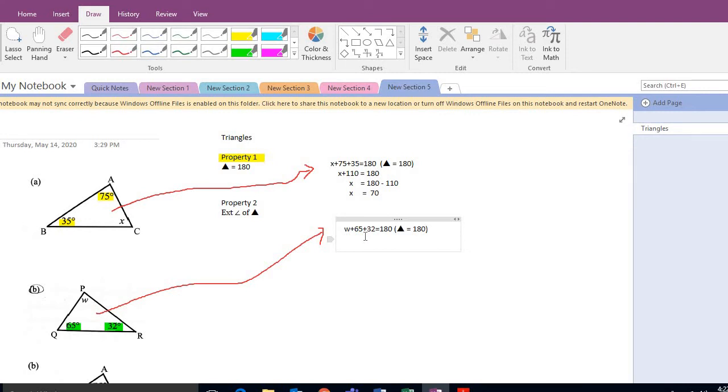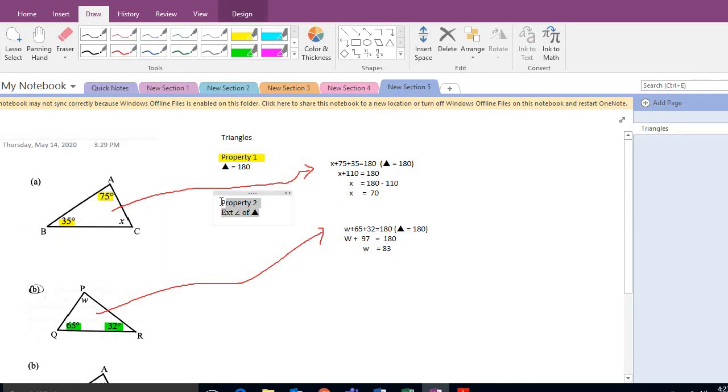So I'm going to do the whole working out. I took the 65 and the 32, added them together, and then I subtracted it from 180. But you're my grade 8s, so let me show you. W plus 65 plus 32. That's 97. W plus 97 equals 180. The next line, W, take the 97 over and then subtract. You know I must subtract, and I take it over by now. It's 83 degrees. All right, that's your first property: angles in a triangle equal 180 degrees.